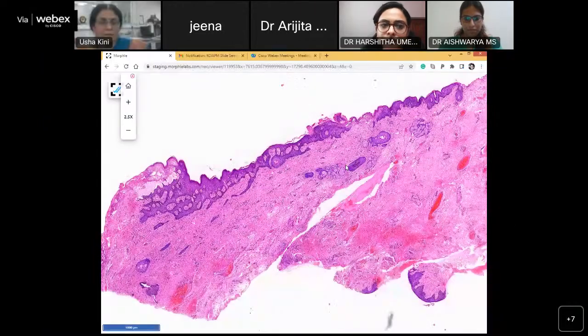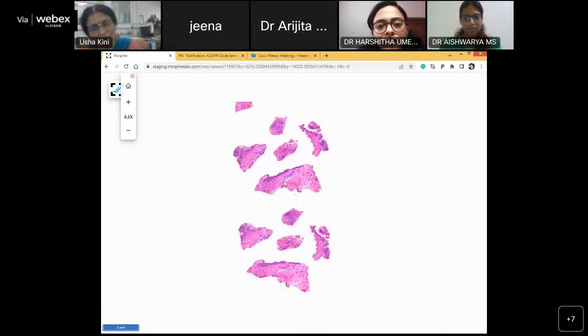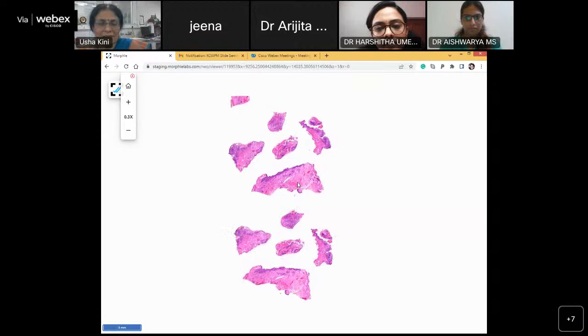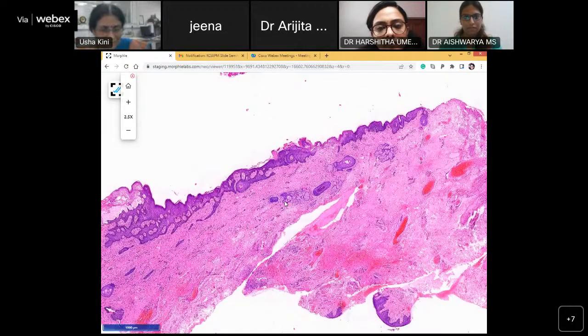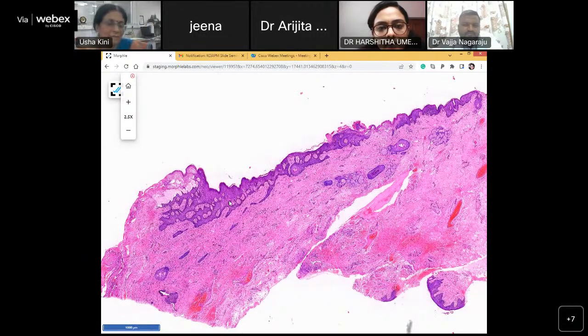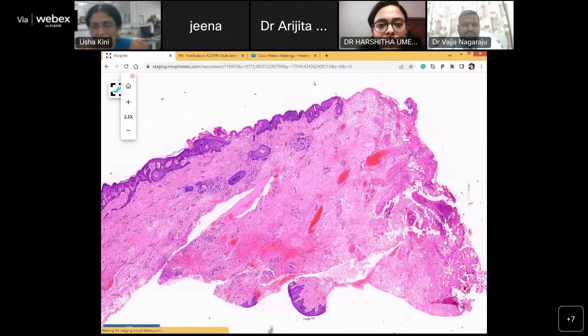So there were so many fragments. Actually, there are two sections. We have 4 plus 2, 6 fragments. We'll take the larger fragment. What kind of epithelium is this? Keratinizing stratified squamous epithelium, yes. Can this be called epidermis? Yes, ma'am. Maybe we'll use the word anal skin.